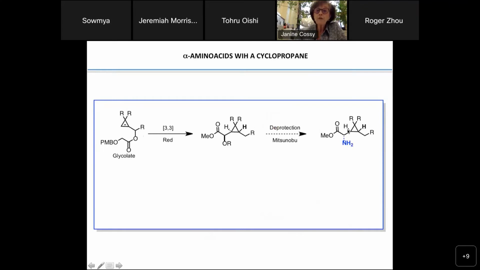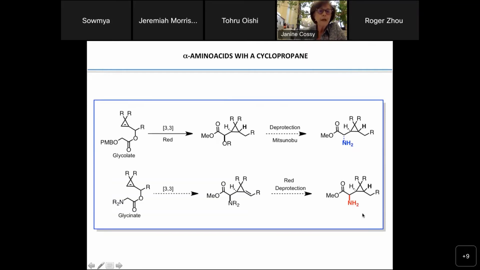But now, if you want to have the formation of the amine, you have to deprotect this hydroxy group and then do a Mitsunobu reaction in order to get the formation of this amino ester. This is possible. But now, if you want to have the other diastereoisomer, which is represented in here, what can you do? Well, maybe start not from a glycolate, but from a glycinate, where you have an amino group at this position. And probably by using a 3,3 sigmatropic rearrangement, you will get the formation of this cyclopropane with the control of these two stereogenic centers.